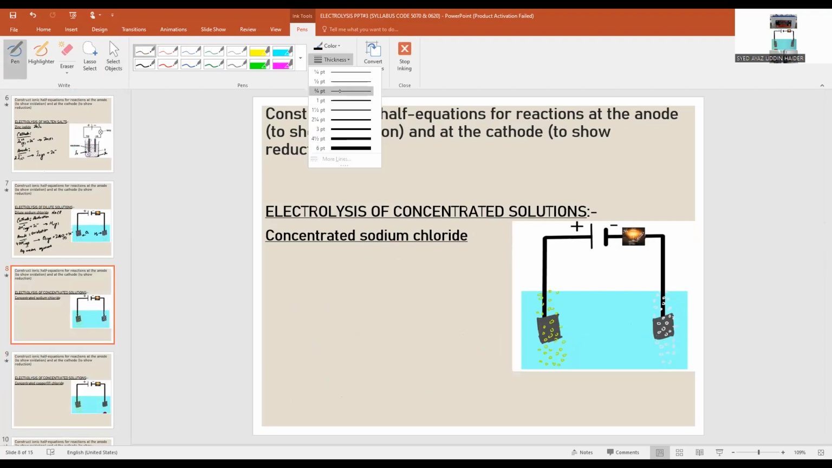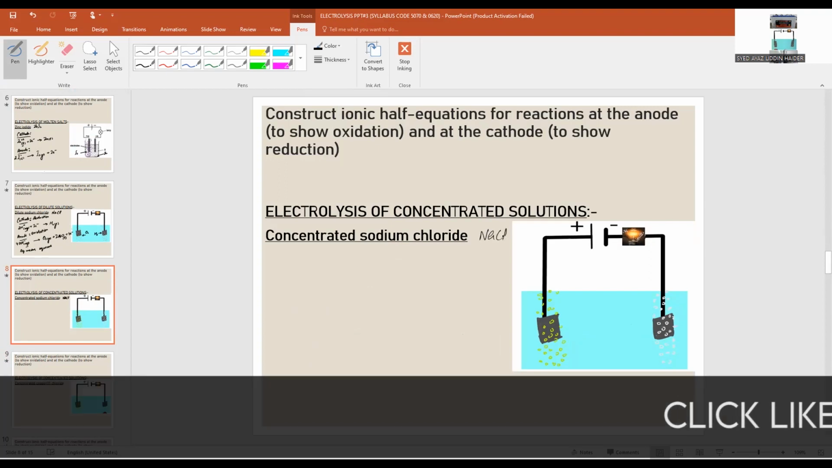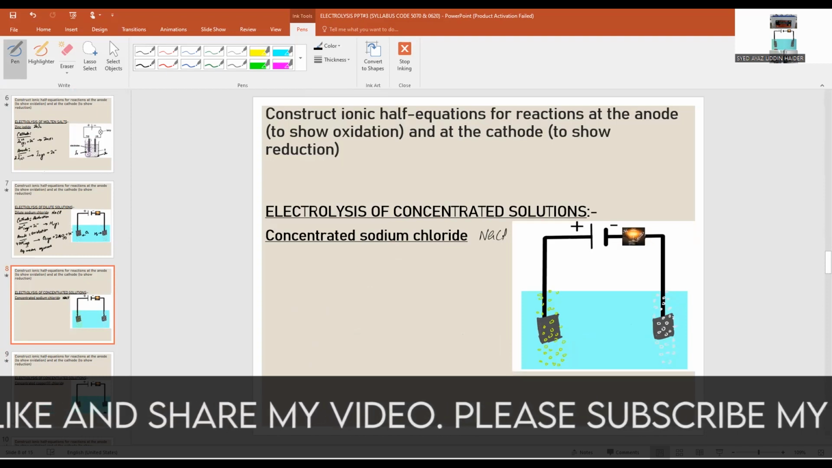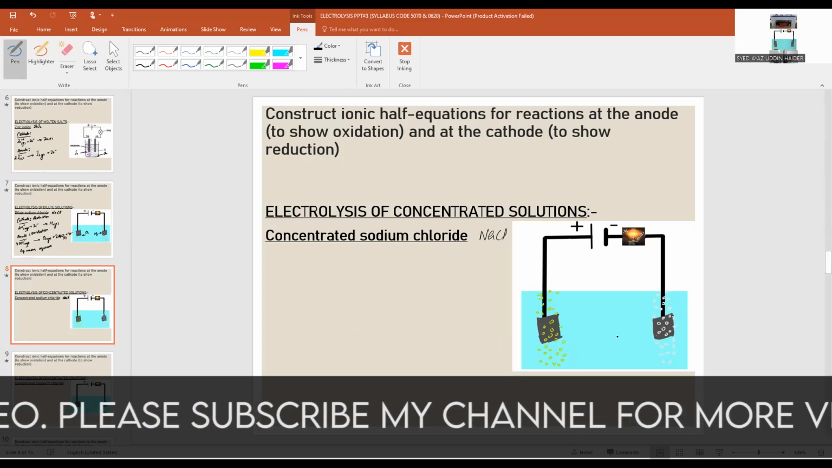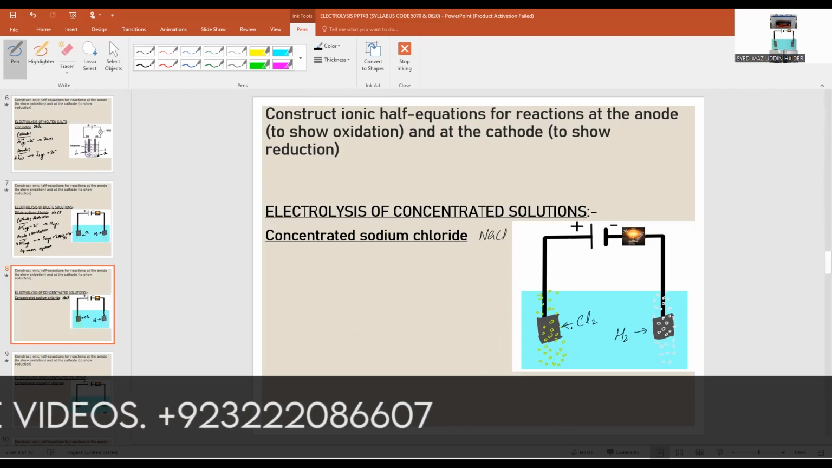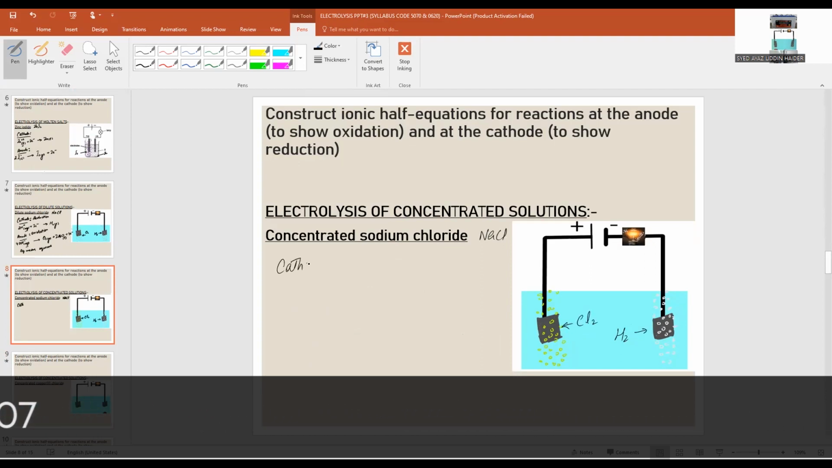Concentrated sodium chloride, NaCl. Now, what about concentrated sodium chloride? You know that hydrogen gas is produced at the cathode and chlorine gas at the anode. So these are hydrogen gas. This is Cl2 gas. So the cathode reaction will be like this.